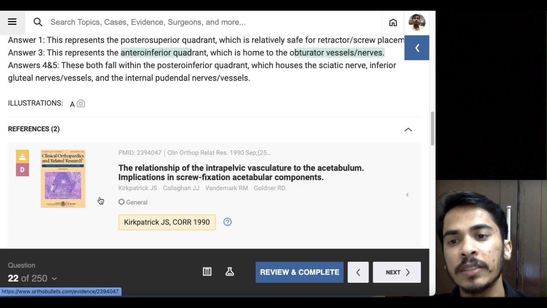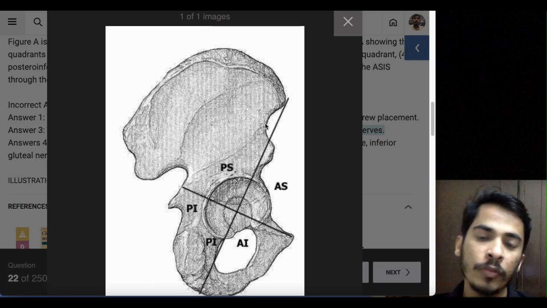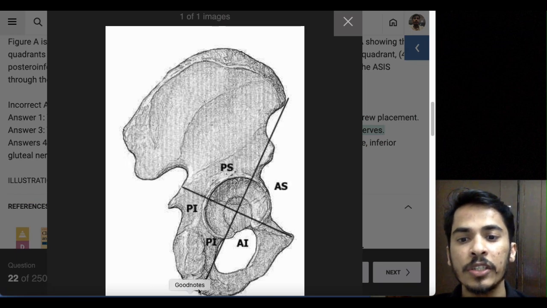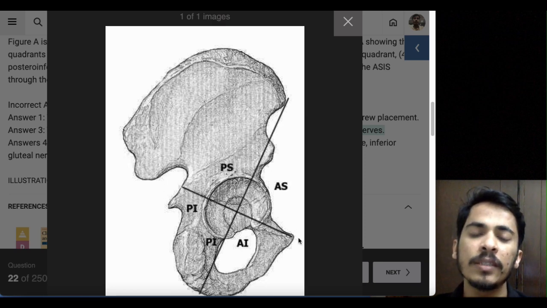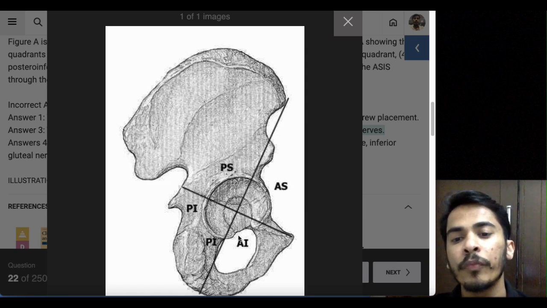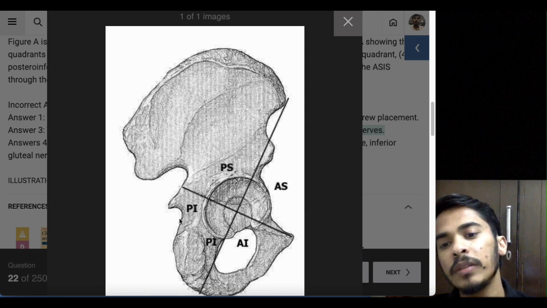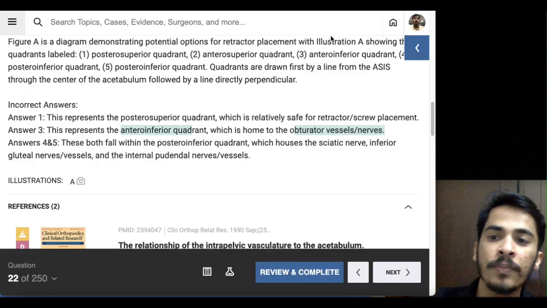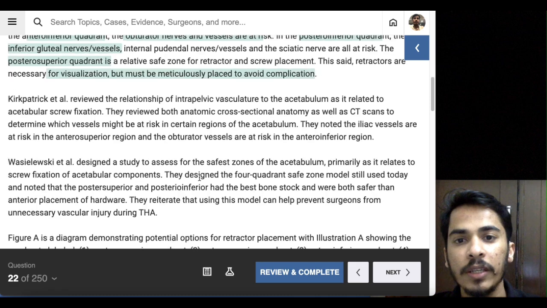So we have to understand that we have to divide it into 4 quadrants. This is the center of the acetabulum. You have to connect the ischial tuberosity and the anterior superior iliac spine. Then we have to draw a line perpendicular to this line. This is the anterosuperior area, the femoral artery area. This is the obturator vessel and nerve area. This is the postero-inferior area. This is the posterior-superior area. The posterior-superior area is comparatively a safe area.